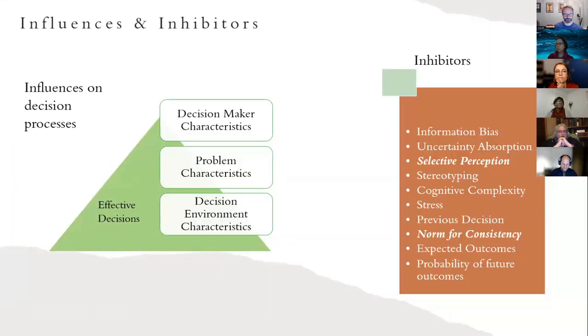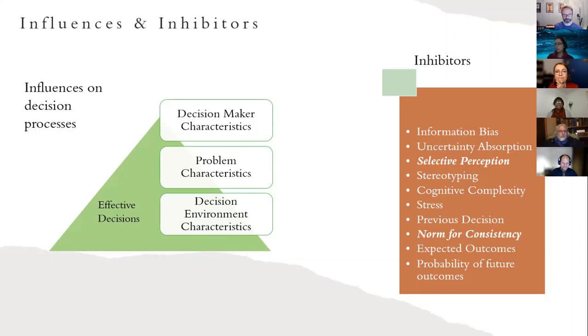And what actually influences an individual or group, or inhibits them, to make a good decision? First, the influence on the decision process is mostly centered on the characteristics of the decision maker, the individual or the group. And also the problem they are addressing: is it a complex one or a situational one? Is it one that needs urgent action, or one that we just need to do?